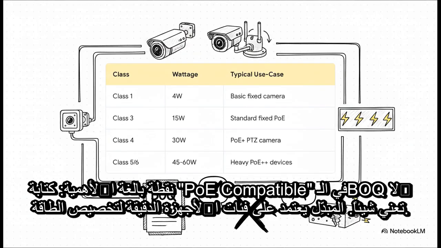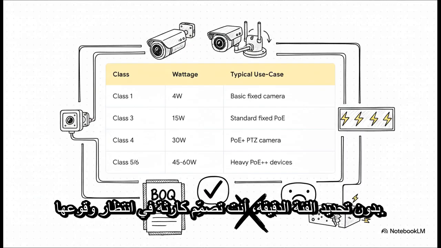Here's the absolute crucial point. Writing generic PoE compatible on your bill of quantities means absolutely nothing. The switch relies heavily on these exact class numbers to allocate power correctly. If you aren't specifying the exact class, you are basically designing a failure waiting to happen.